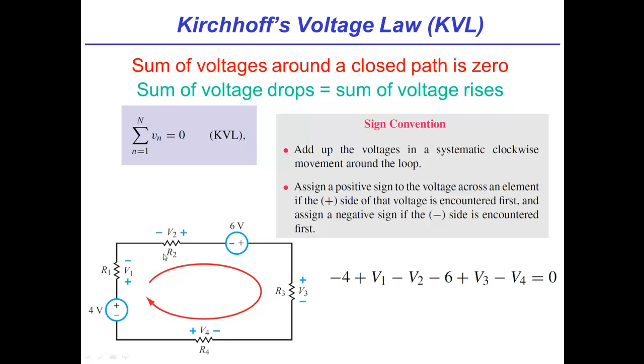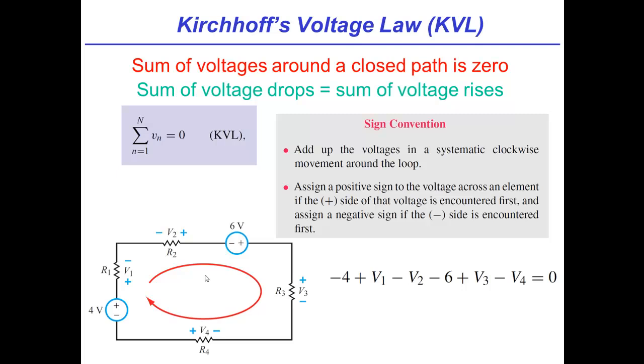Then I see a minus here, so it's minus V2. Then a minus 6 volts. Then a plus V3. It's just the polarity of the first thing I hit. And then a minus V4. And I'm back at the end, so then I equal 0. That's right. So it's like I kind of go uphill sometimes and downhill other times. Is that fair, you think? Yeah, I think that's a reasonable way to think about it.